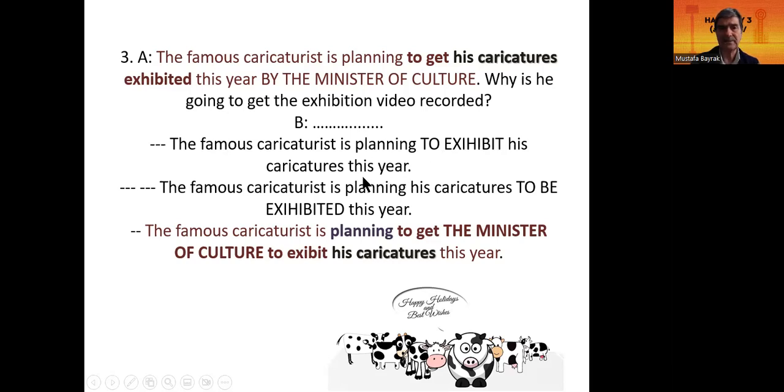This is an active sentence. The famous caricaturist is planning his caricatures to be exhibited this year. This is passive. Yes, to be exhibited. To exhibit is active, to be exhibited is passive. The famous caricaturist is planning to get the Minister of Culture to exhibit his caricatures this year. Okay, yeah, this is causative.